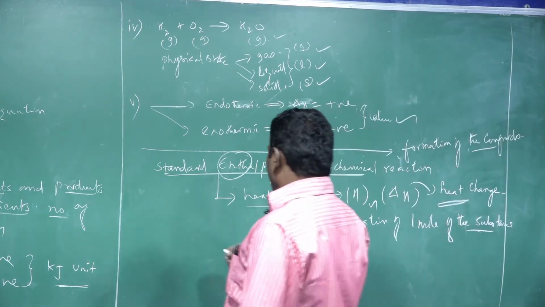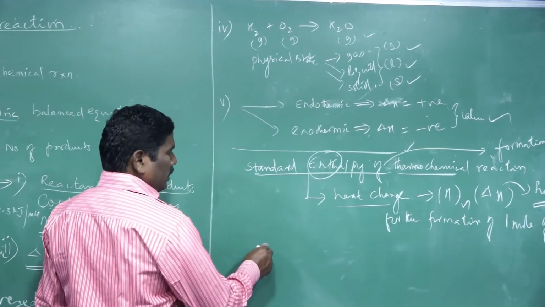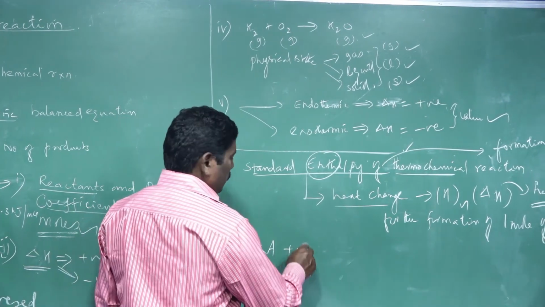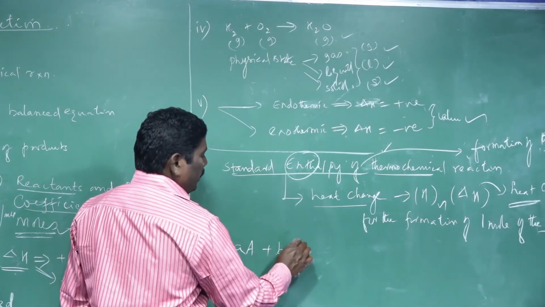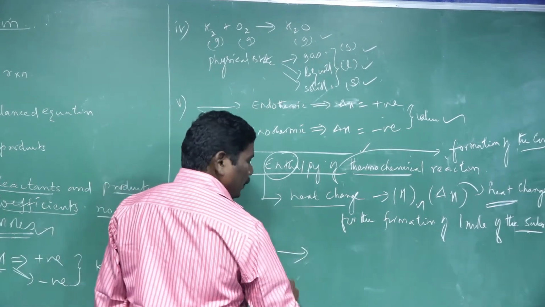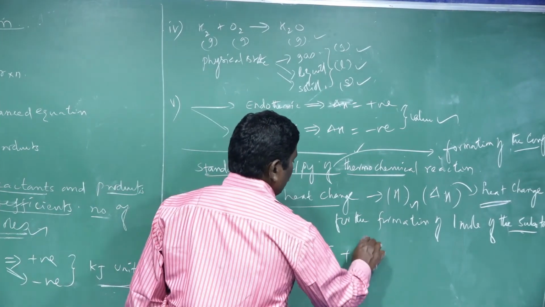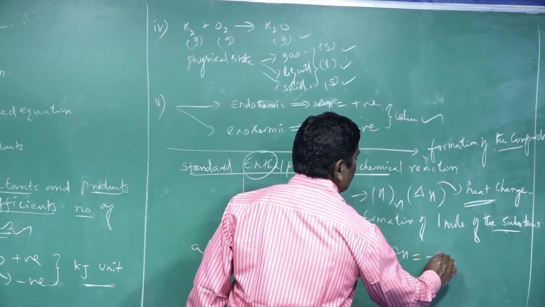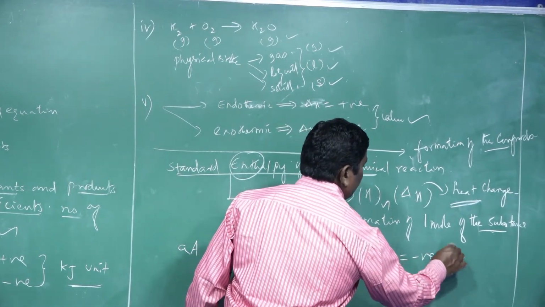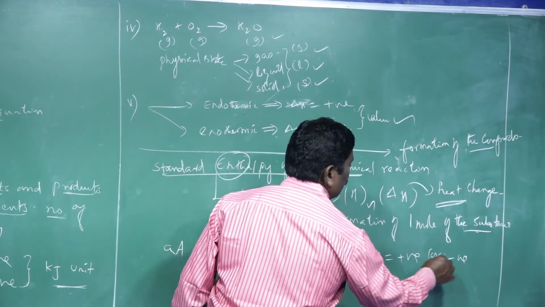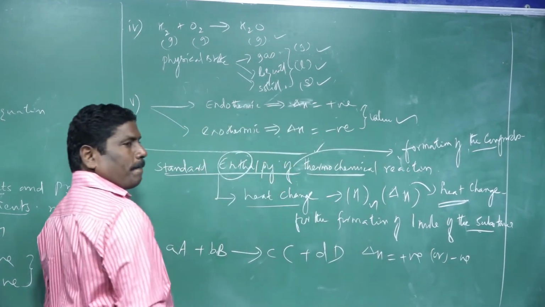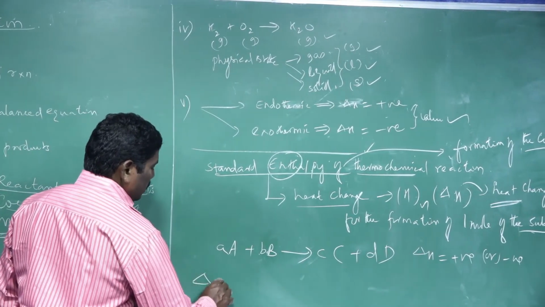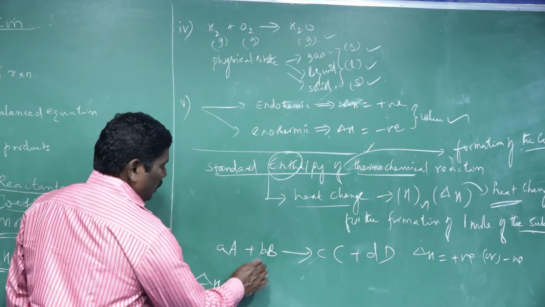So now you can take a chemical reaction, as also given in our book: a moles of A plus b moles of B gives c moles of C plus d moles of D. There it occurs with a delta H value. Either it is positive or it is negative. This is the concept.